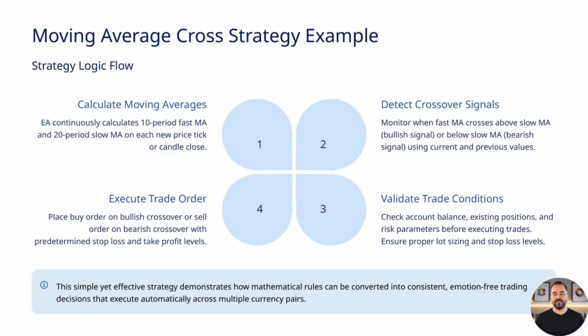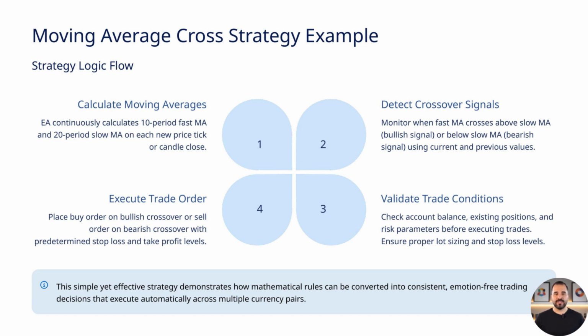To see how this works in practice, let's walk through the moving average cross strategy, one of the simplest and most effective EA setups. Step 1 is calculation. The EA continuously measures a 10-period fast-moving average and a 20-period slow-moving average on each new price tick or candle.